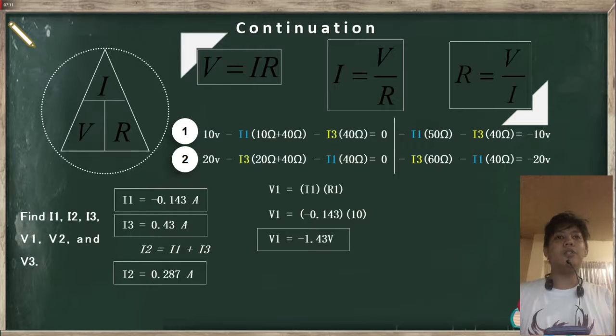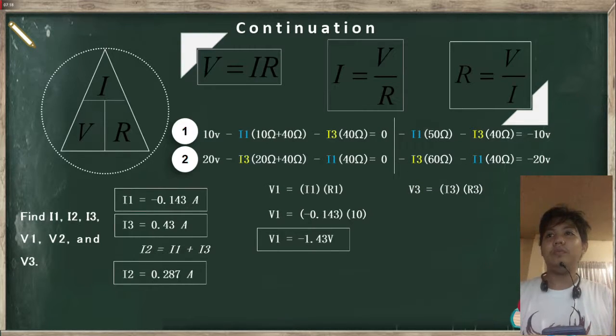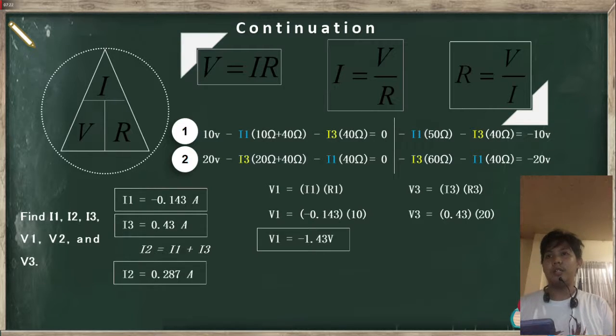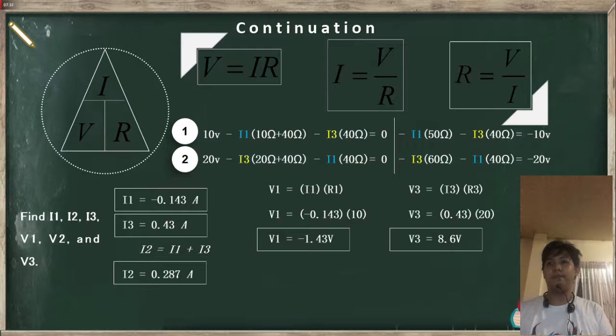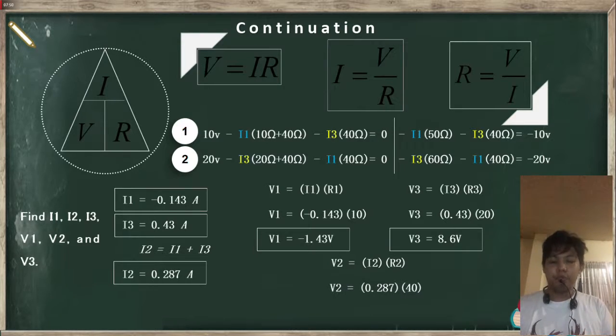So how do we get voltage 3? It's the same as the principle for voltage 1. Voltage 3 is equal to 0.43 times 20, which is equal to 8.6 volts. So this is the answer for V3, or voltage drop 3. How about voltage 2? Simply 0.287 times 40. We have 11.48 volts. So we already have voltage 2.